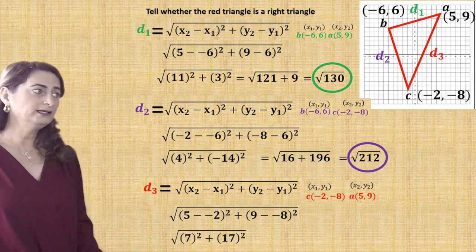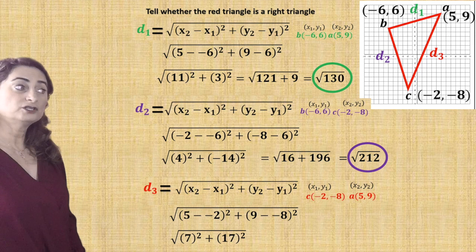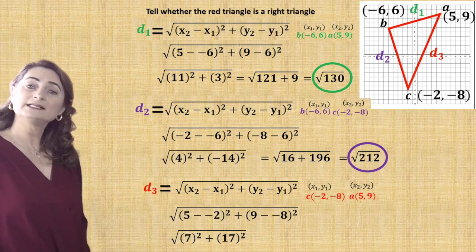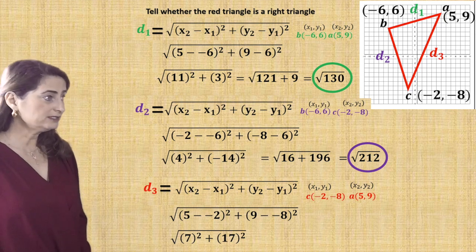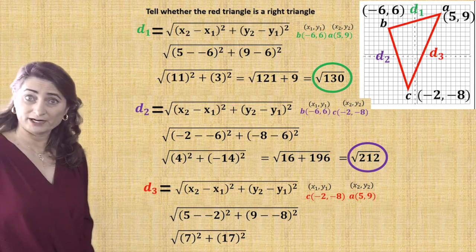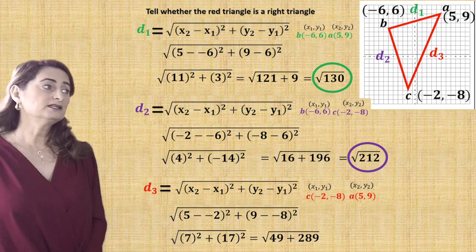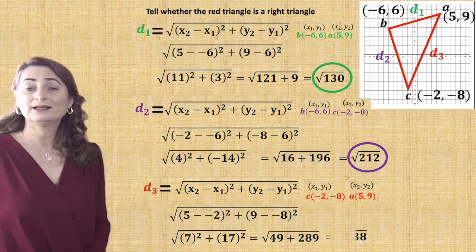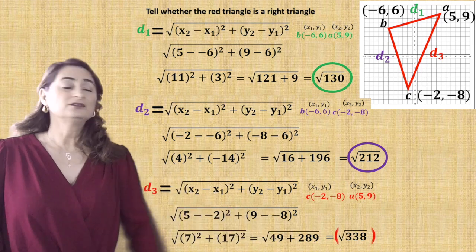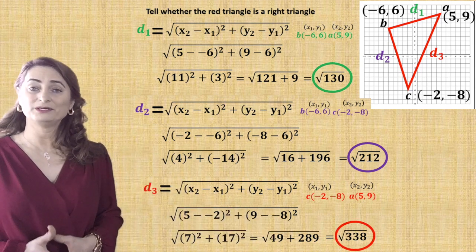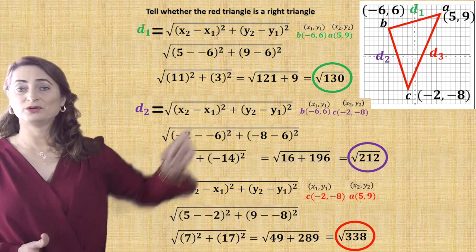Now evaluate. 5 minus negative 2 is 7, but still you need to square it. And 9 minus negative 8 is 17. You still need to square it. 7 squared is 49, and 17 squared is 289. Add them is 338, but keep it under the square root. So remember, they are still under the square root.